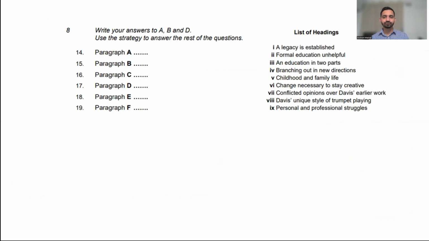So right here, okay? You've got a list of headings. You've got paragraph A, which heading works for paragraph A, which heading works for paragraph B, C, D, E. Use Roman numerals, please. Do not use 1, 2, 3, the normal numerals, okay? Wish you all the best. Please pause the video here. Do this exercise on your own.